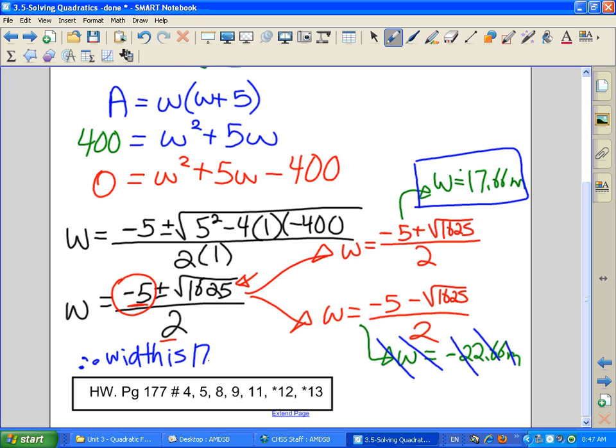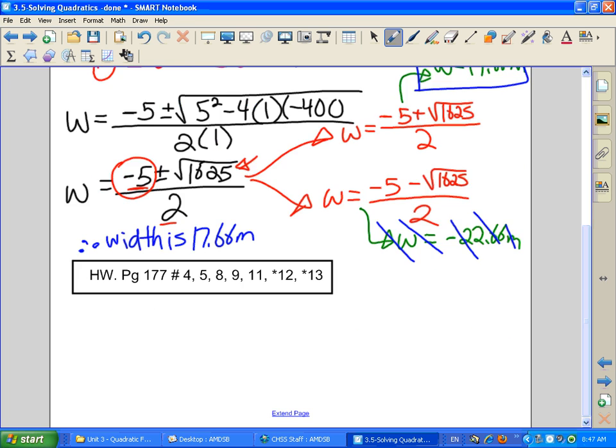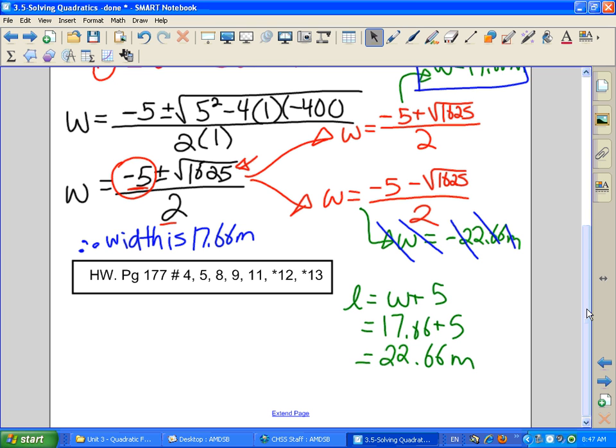is 17.66 meters. And ladies and gentlemen, how would I find the length? Remember, length equals W plus 5. So it's going to be 17.66 plus 5, which equals 22.66 meters. Okay? So the width is 17.66 meters, and length is 22.66 meters.